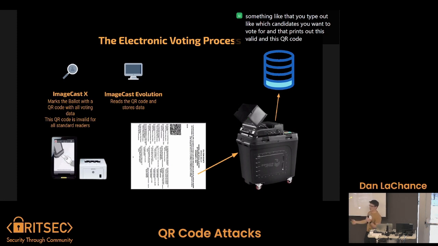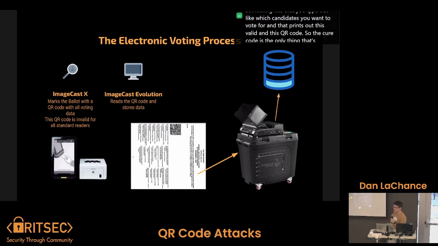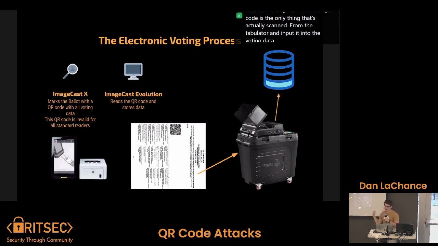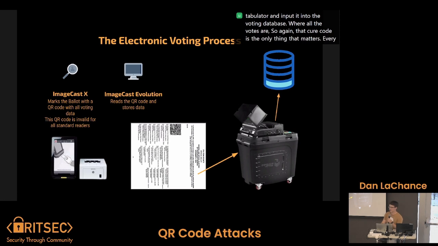So the QR code is the only thing that's actually scanned from the tabulator and inputted into the voting database, where all the votes are tallied and everything. So again, that QR code is the only thing that matters. Everything else is just for audits.